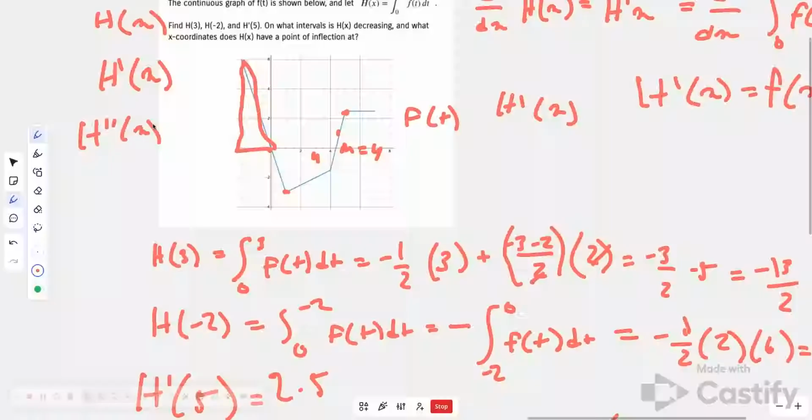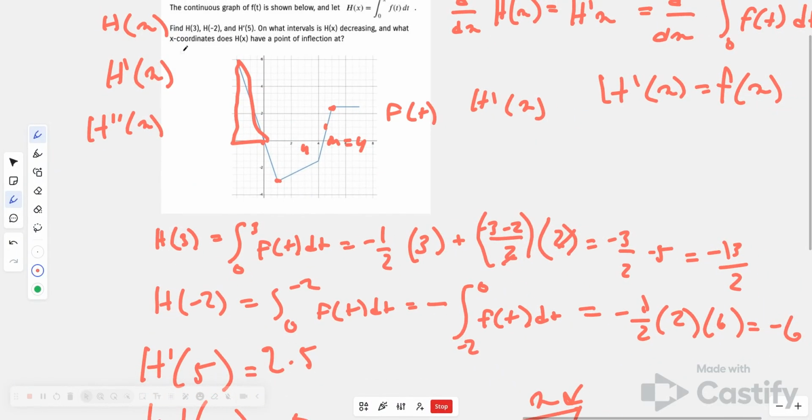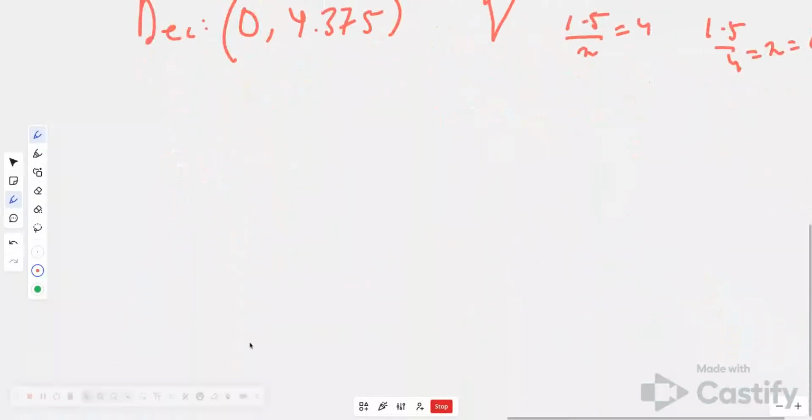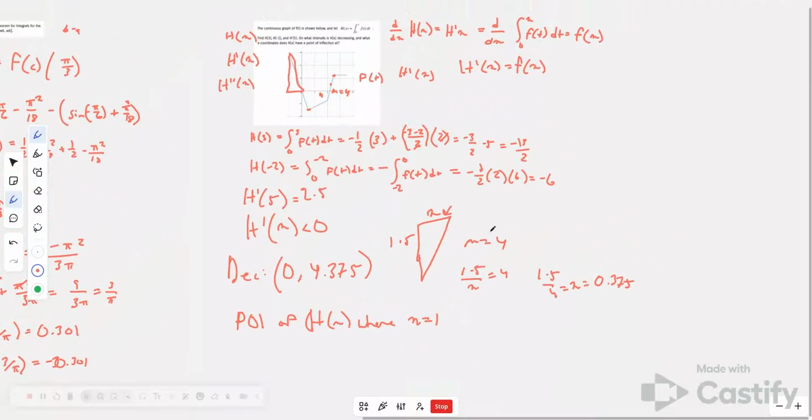So h prime of x would have a relative max or min, h double prime of x would have an x-intercept. So the point of inflection would be located at x equals 1 in this case.